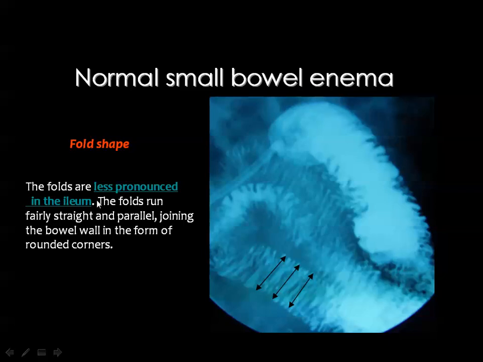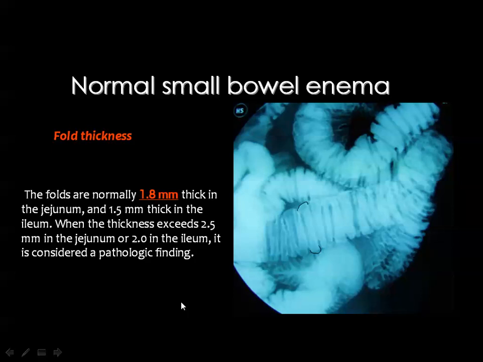The mucosal folds are more pronounced in the jejunum, as you all know, and they are less pronounced in the ileum. And the fold thickness ranges between 1.8 millimeter in the jejunum and 1.5 millimeter in the ileum. And we consider the mucosal folds abnormally thickened if the thickness is about 2.5 millimeter or above in the jejunum and 2 millimeter in the ileum.